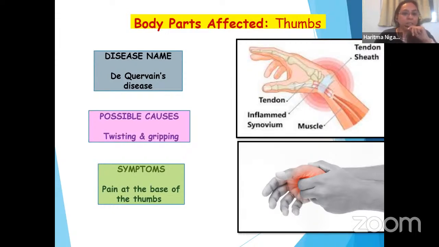The disease name is de Quervain disease. Its possible cause is twisting and gripping, as a result of which the clinician may get pain at the base of the thumb. In this pictorial representation, we can see that the synovium gets inflamed.